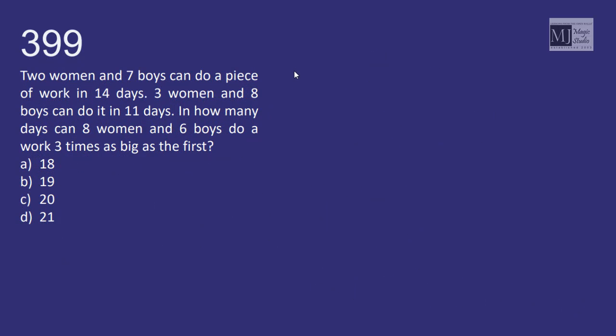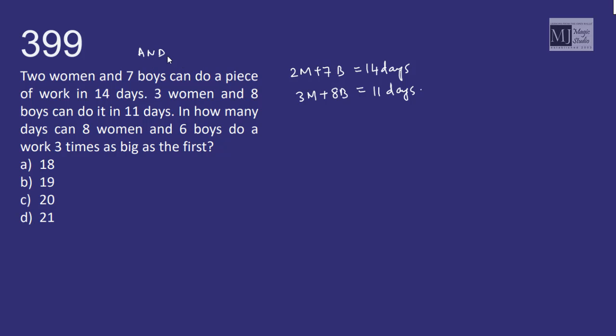2 women and 7 boys can do a piece of work in 14 days. 3 women and 8 boys can do the same piece of work in 11 days. So we have the data available with us. And now they have asked in how many days 8 women and 6 boys would be completing this work, but 3 times the work.